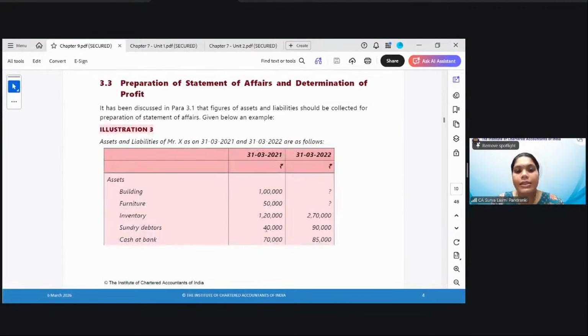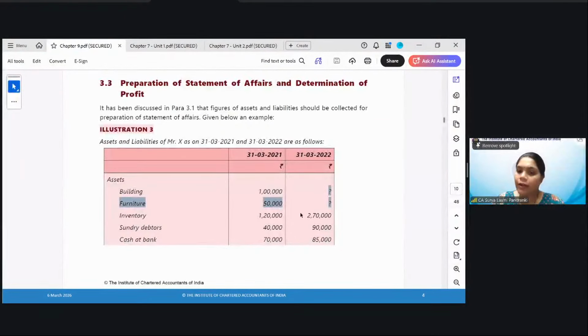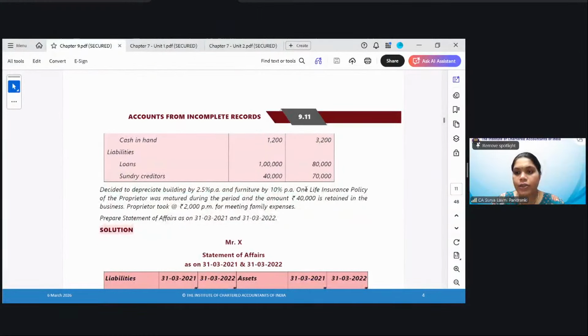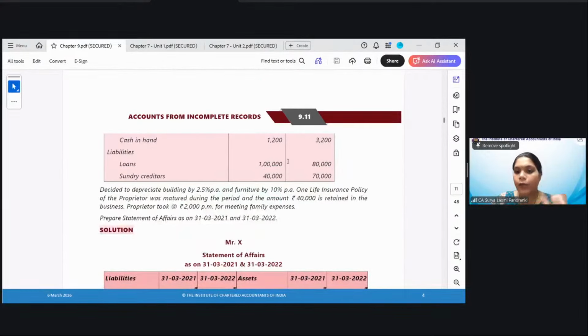So we have assets' information given, opening and closing, and we also have liabilities' information given, opening and closing balances. These two are missing, but we can even find them out if the percentages of the assets are given. So what is the information given to us? They have decided to depreciate building by 2.5% and furniture by 10%, which means can we finish these two figures? Yes, because depreciation percentages are there.